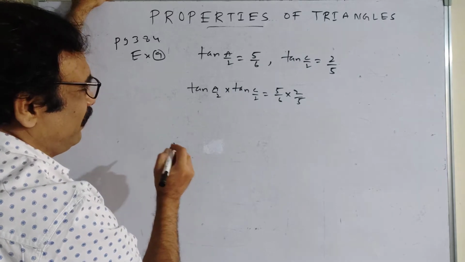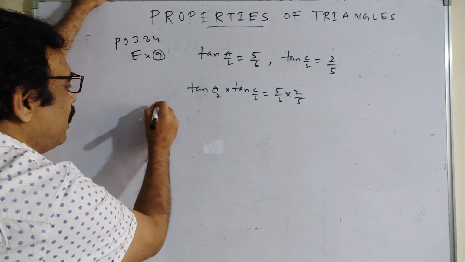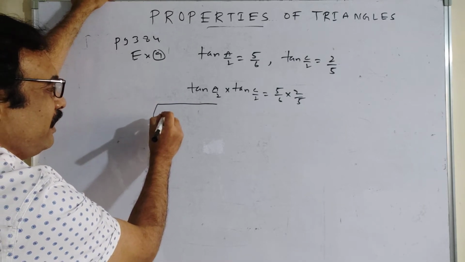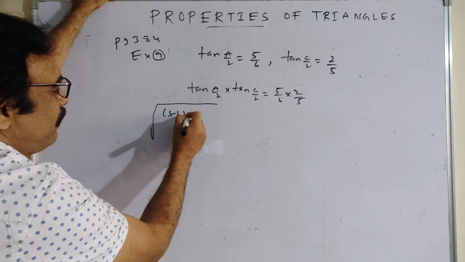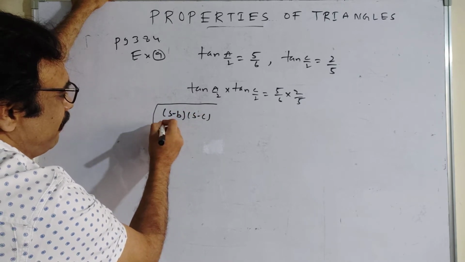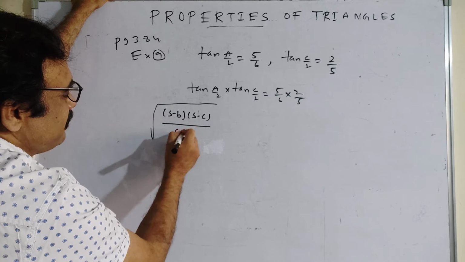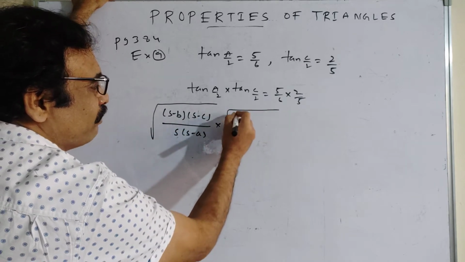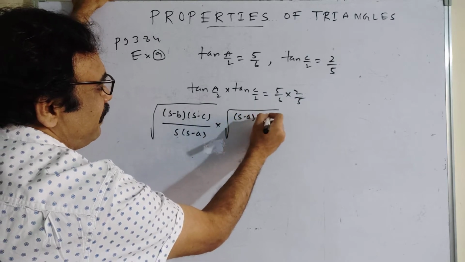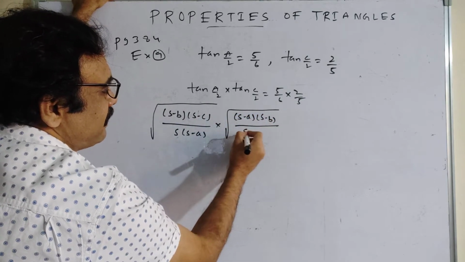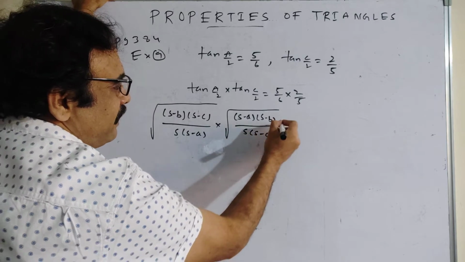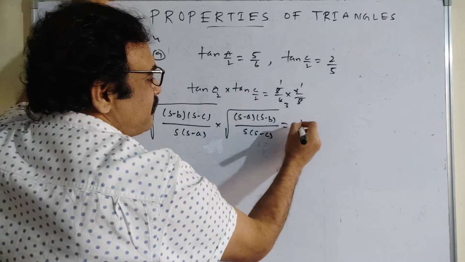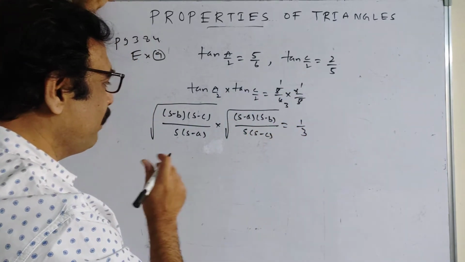into 2 by 5. Now, coming back to the point, we know tan A by 2 in terms of S, A, B, C. We have the formula: square root of S minus B into S minus C by S into S minus A, and we know the tan C by 2 formula is S minus A into S minus B by S into S minus C. Here the 5 gets cancelled, and 2 one's are 2, 2 threes are 6, gets cancelled. Therefore, I am getting 1 by 3.